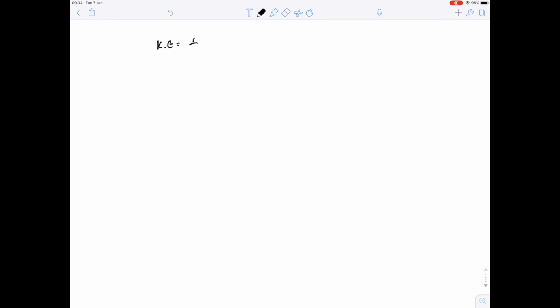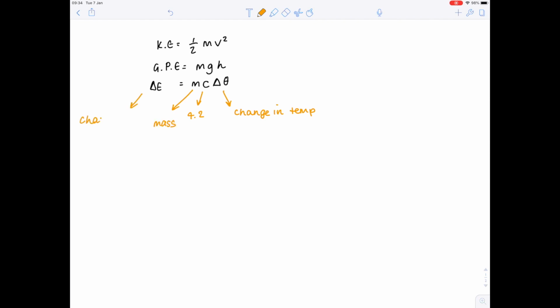Kinetic energy is half of mass times velocity squared. Gravitational potential energy equals mass times gravity times height. Change in energy, remember change is represented by the triangle, is mass times specific heat capacity times change in temperature. So this is quite an unusual looking equation, so I'm going to label what these terms mean. So that's change in temperature, specific heat capacity, which tends to be 4.2, and then mass, and then lastly change in energy.